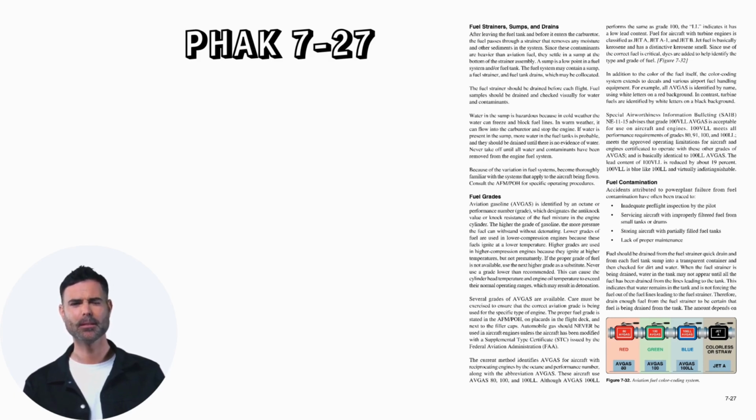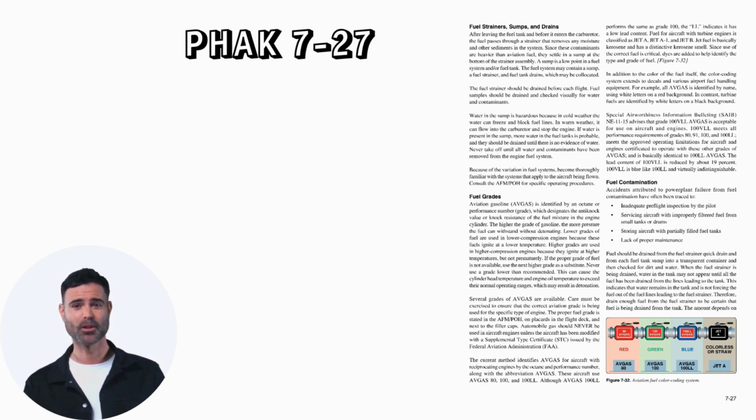Fuel grades. Aviation gasoline, AV gas, is identified by an octane or performance number grade, which designates the anti-knock value or knock resistance of the fuel mixture in the engine cylinder. The higher the grade of gasoline, the more pressure the fuel can withstand without detonating.